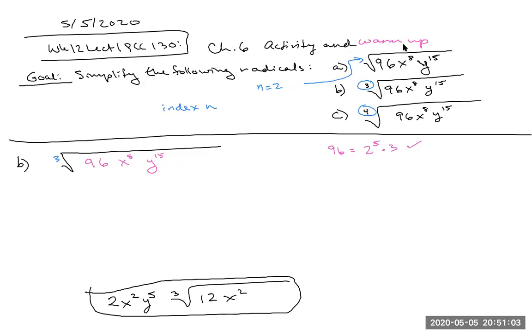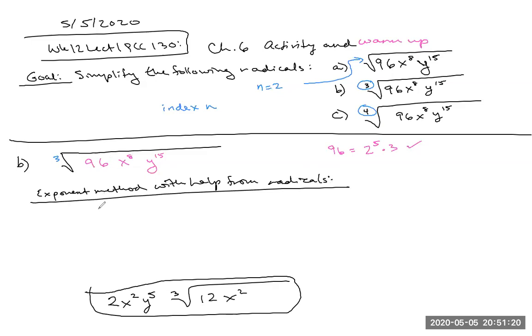So, exponent method with help from radicals. Okay, so we're going to take this here. We're going to put our cube root, and then we're going to have 96 broken, but keep exponent form underneath the radical sign. So 2 to the 5th times 3. Keep x to the 8th as it is, and keep y to the 15th as it is.